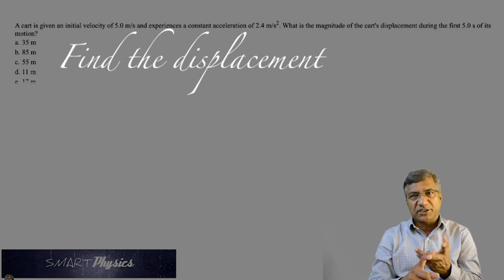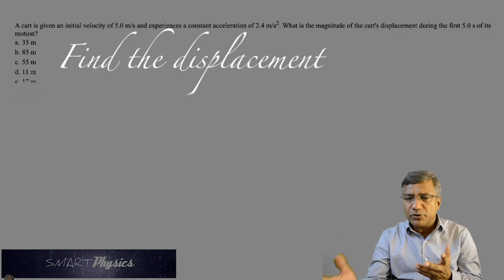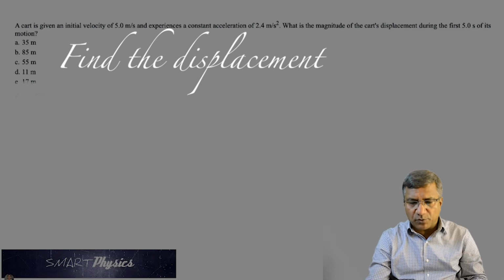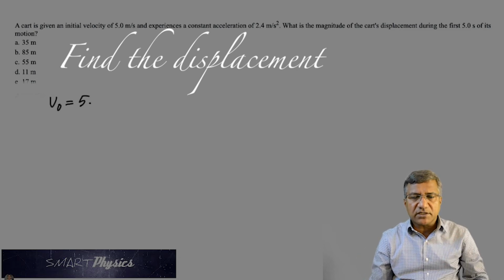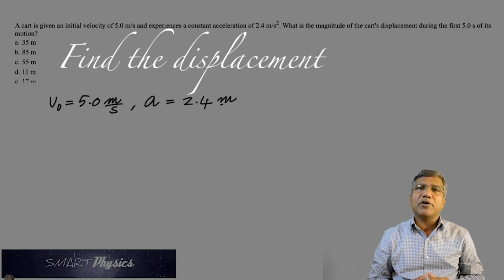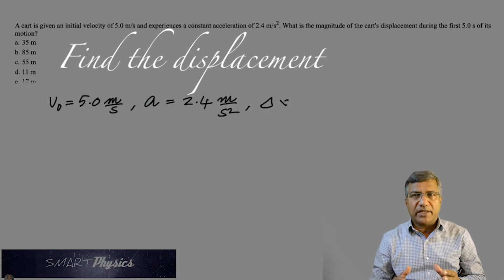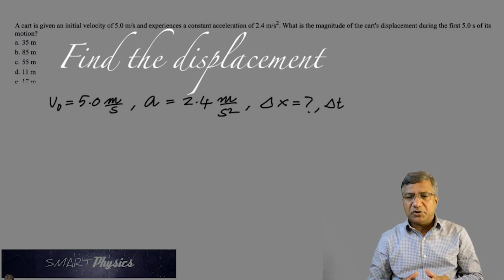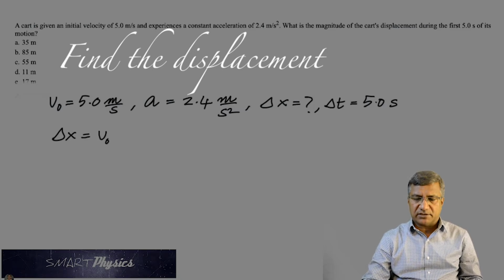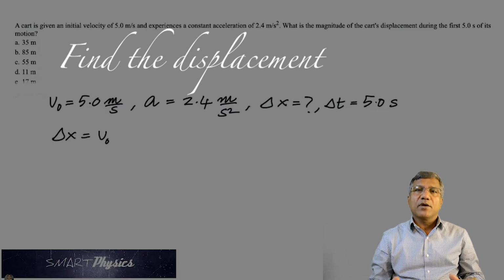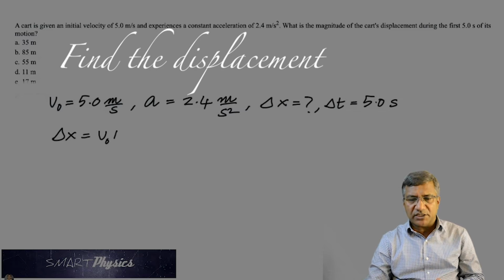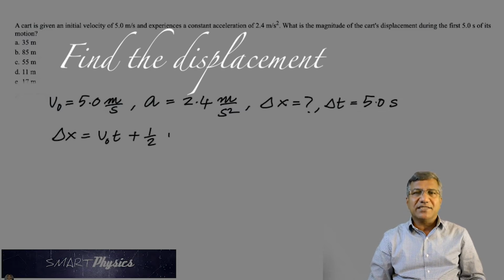So you're looking for displacement during the first 5 seconds. So that's the time. Here are the given quantities. The initial velocity, 5 meter per second. The acceleration is 2.4 meter per second squared. And you're asked to find the displacement, which is delta x, and time is 5 seconds. All right, which is the equation? Well, you saw a part of it. The equation is delta x is v naught t plus 1/2 at squared.